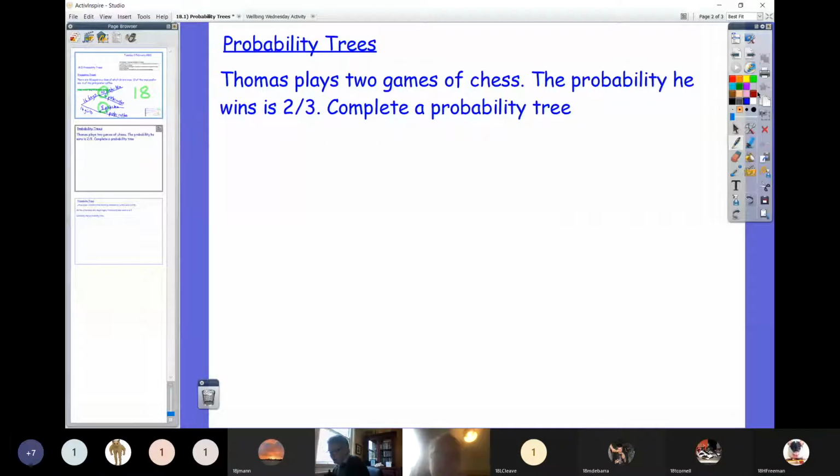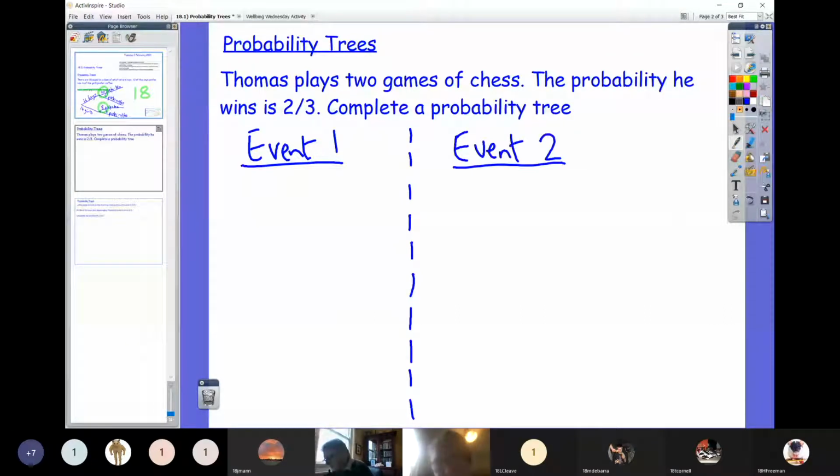Now, I want you to visualize the probability tree. You don't get this dotted line on it, but I want you just to visualize it going down the middle. And on the left, you've got the first thing that happens. Now, I'm going to call that event 1. So that's Thomas's first game of chess. Say he plays 1 game of chess in the morning, and then event 2 on the other side of the dotted line, that's Thomas's second game of chess. And as I said, none of that I've just written on the screen would be given to you, but that's what you've got to picture. The left-hand side is the first thing that's going on, the right-hand side is the second thing.